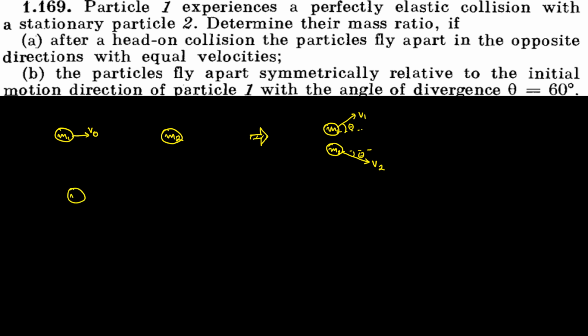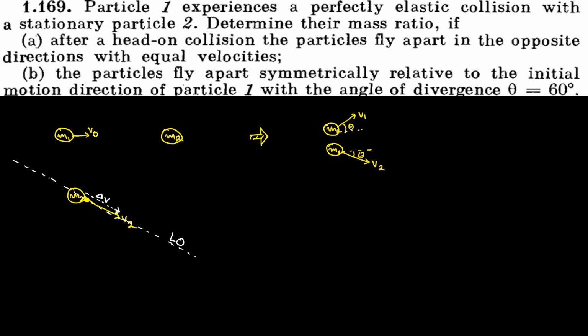Take this body m2. The final velocity is v2 in this direction. The initial velocity is equal to 0. So v2 minus v1, or final velocity minus initial velocity, would be this arrow, isn't it? That means delta v is nothing but this arrow. So the line of collision would be nothing but along the line of delta v. So this is the line of collision.